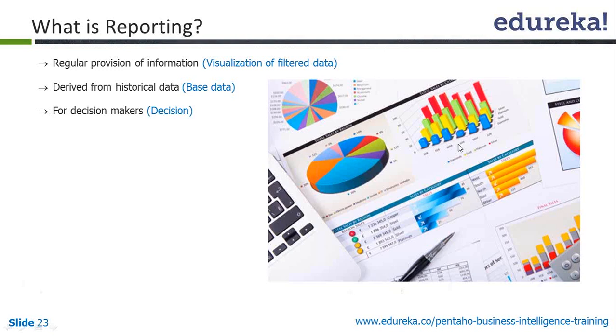So in Pentaho, reporting is basically showing your transformed data in a form understandable to the business users. So it's regular provision of information. You can have your regular data available so that they can filter it in any form and derive insights from historical data. As we discussed, the data warehouse is nothing but a repository of your historical organization data. So you can have that data in your reports for decision making. It's very good for business users to have it.